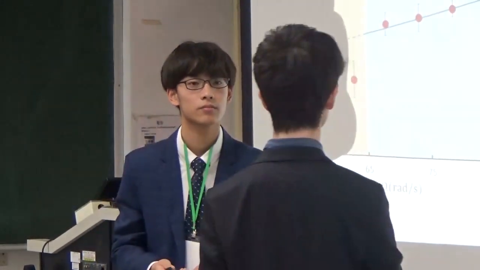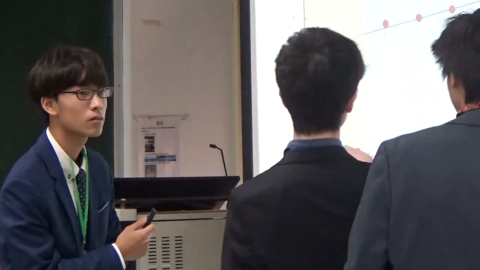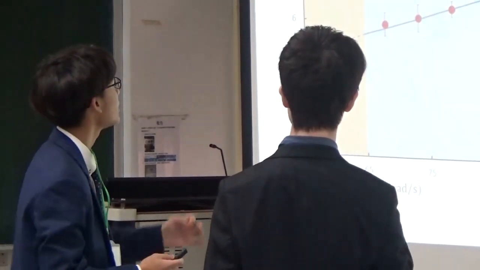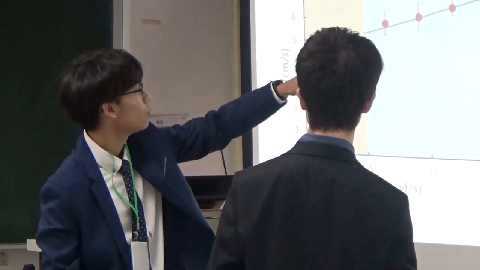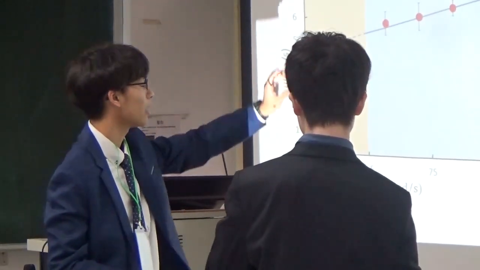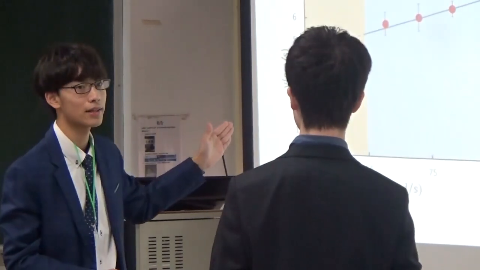So after the 65, yes, we assumed a theory line, and the experimental data fits our experiment. When the angular velocity is higher, then the climbing rate of the magnet will also be higher.